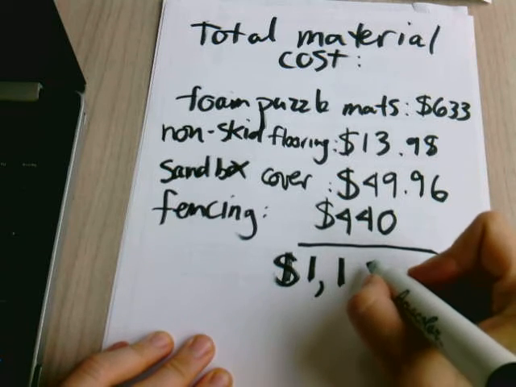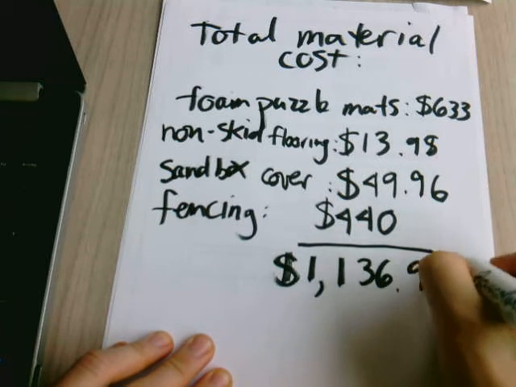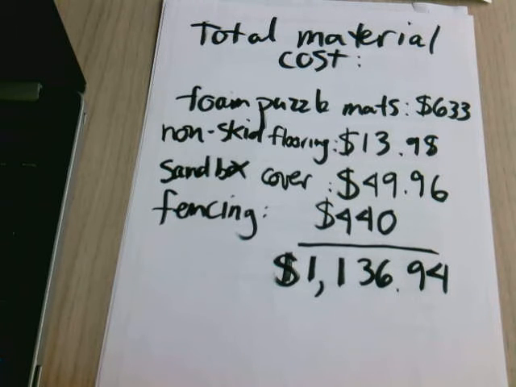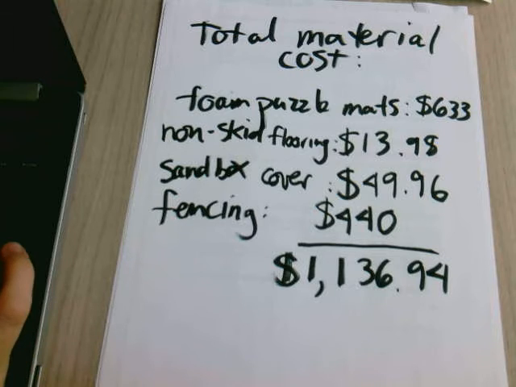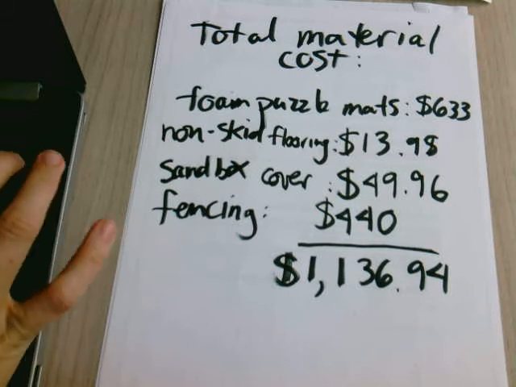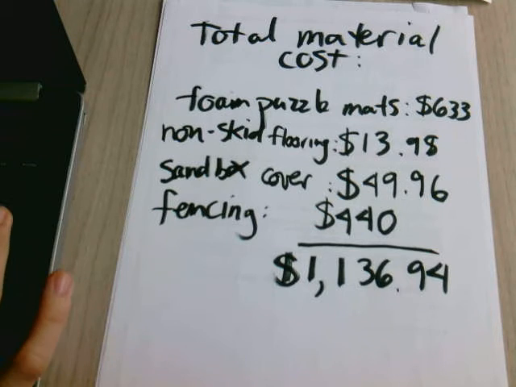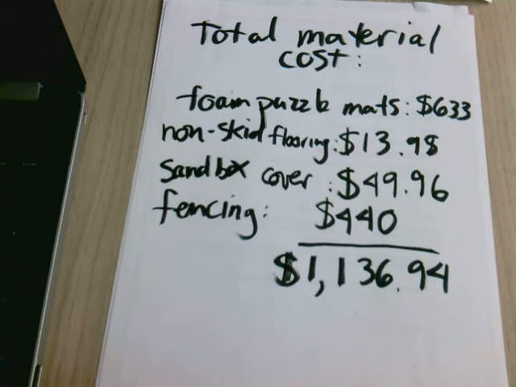So the total is $1,136.94. And I'm going to check my work just to make sure I did it right. It's always a good idea to check everything twice. And I got the same answer again. So $1,000 and $136.94. So that is the total cost to update Monica's daycare.